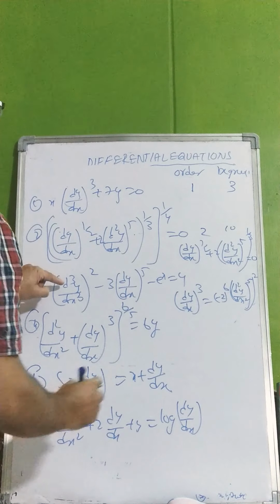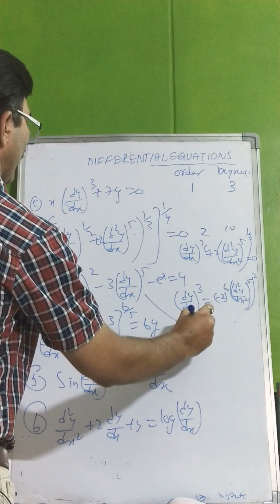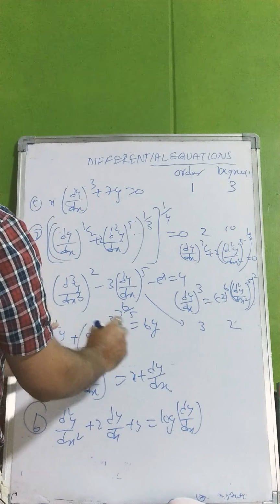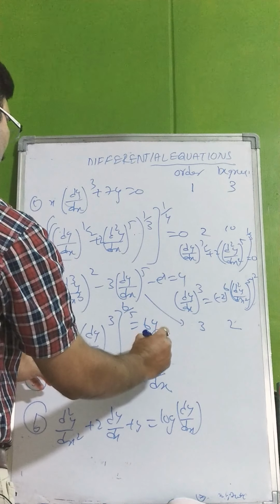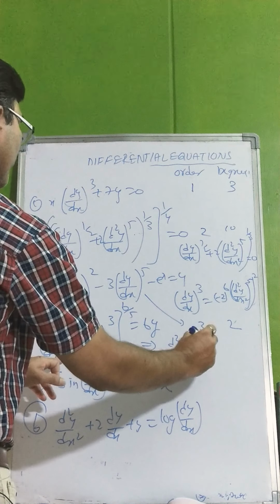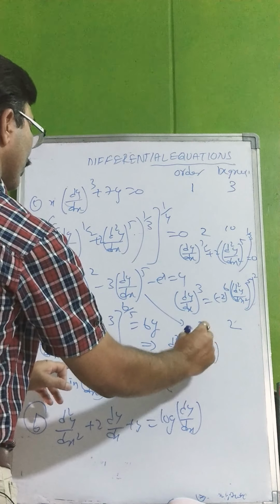Now come down to the next one. For this equation, what is the order? Order is what? 3. The degree is what? 2. Whereas here you cannot say. Here also you have to first of all simplify. What is that? d square y by dx square plus dy by dx whole cube.